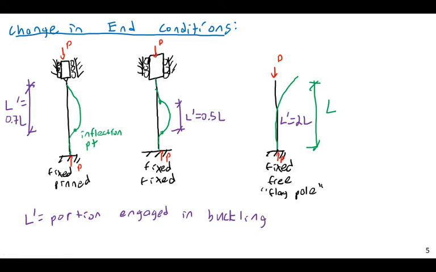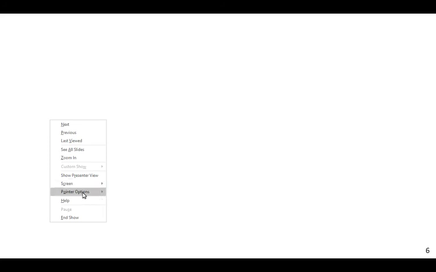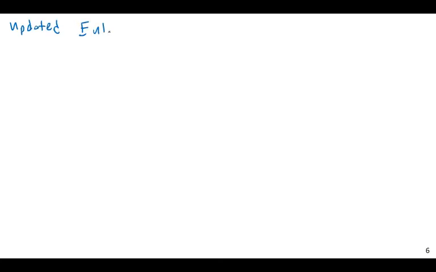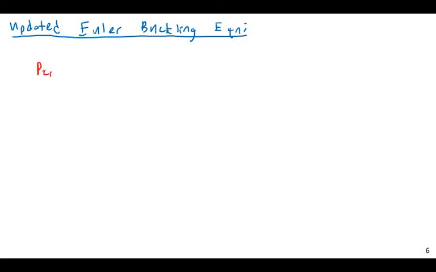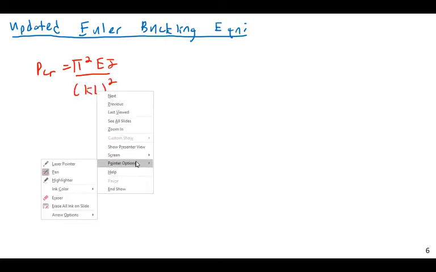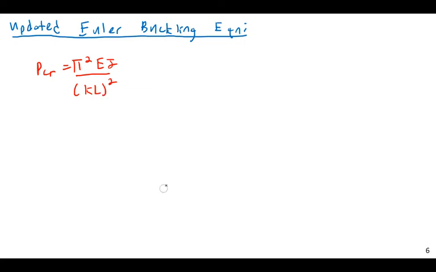But typically how we take this into account is we don't worry about L prime and L. We actually just modify the Euler buckling equation. The updated Euler buckling equation is going to be like this. P critical is pi squared EI over KL squared, where everything is the same as before, except KL is the effective length. We just basically have a modifier applied. K times L is the effective length. KL will basically be our L prime from above.